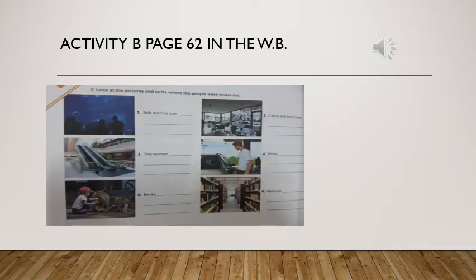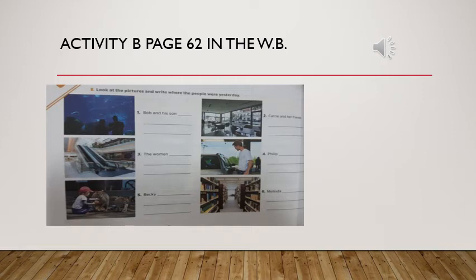Now let's do activity B. Look at the pictures and write where the people were yesterday. So you have number 1, 2, 3, 4, 5, and 6. And please write neatly. You have more than 2 lines to write. So you have space. So let's start with number 1. We have to look at the picture and write. Bob and his son. So for Bob and his son, what do we write? Was or were? Bob and his son, they are 2. So for plural, we use were, not was. So were at the, look at the picture. Where were they? At the aquarium.